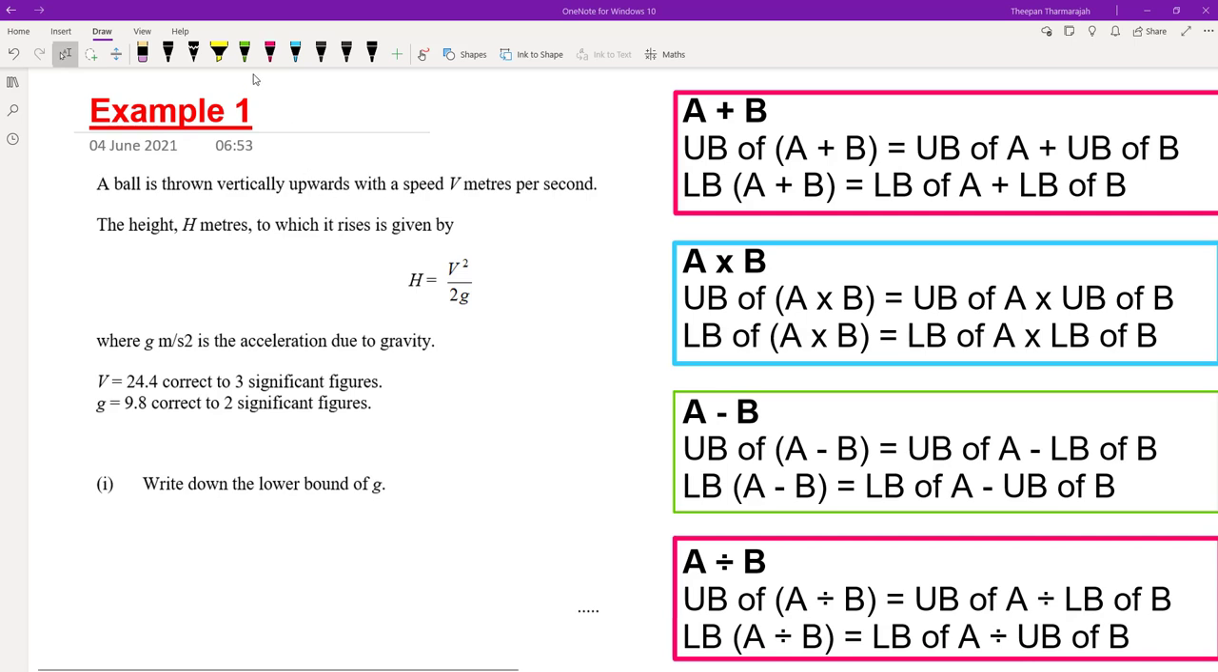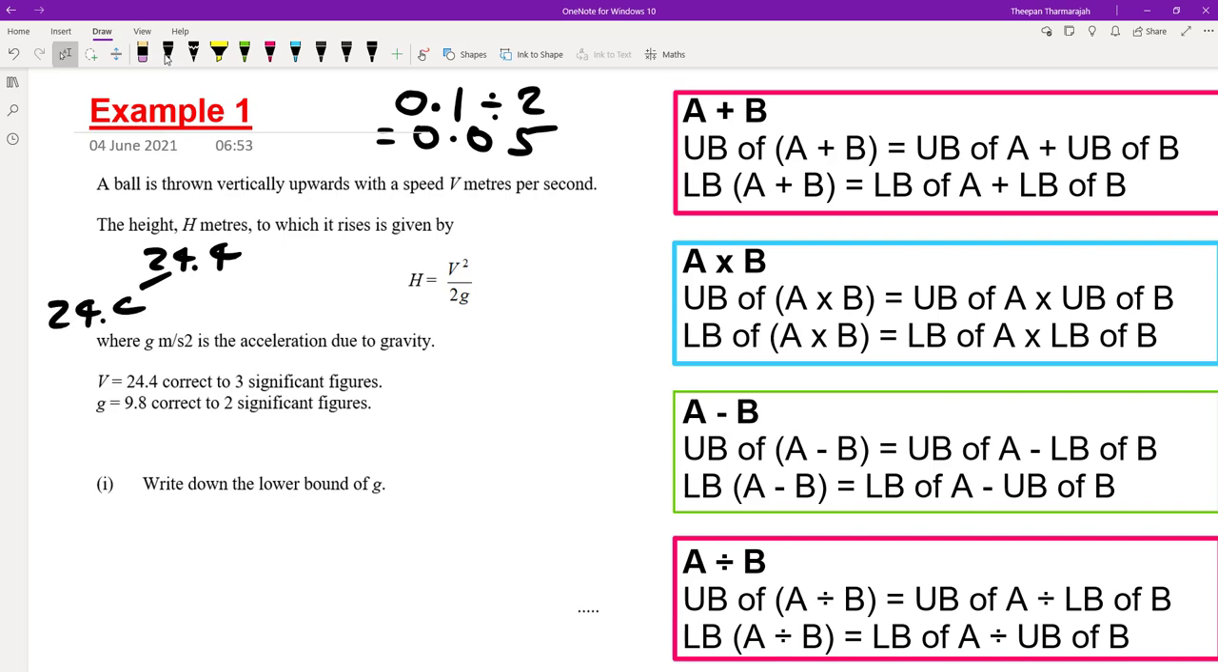Now what we're going to do for a question like this is say, well, at the end of the day, all that matters is that 24.4 has been rounded to one decimal place, as has 9.8. So we know how to deal with this. We treat one decimal place as 0.1. So we do 0.1 divided by 2, which is 0.05. So we work out the upper bound of 24.4. We do 24.4 plus 0.05, which gives me 24.45, which is the upper bound.